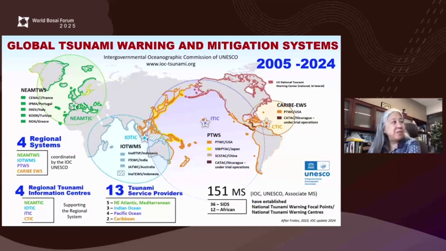So over the intervening 20 years, there's now a global system. It has warning capability for alerts to nearly every country around the world. It's supplemented by our regional warning information centers like ITIC, trying to help countries deliver not only the warning capabilities, but also building tsunami resilience. Next slide.